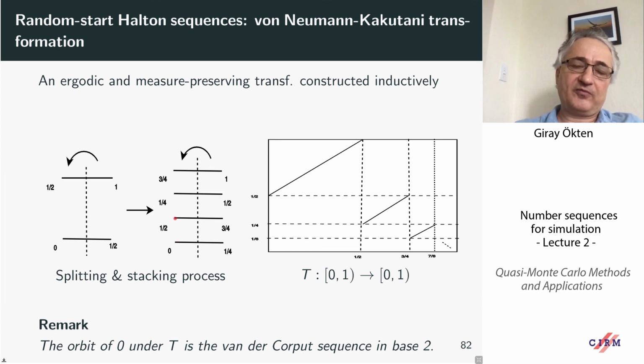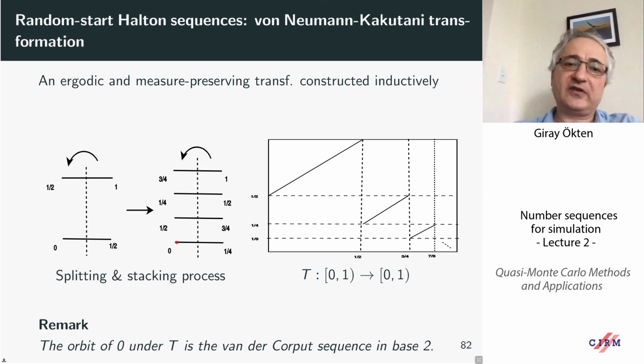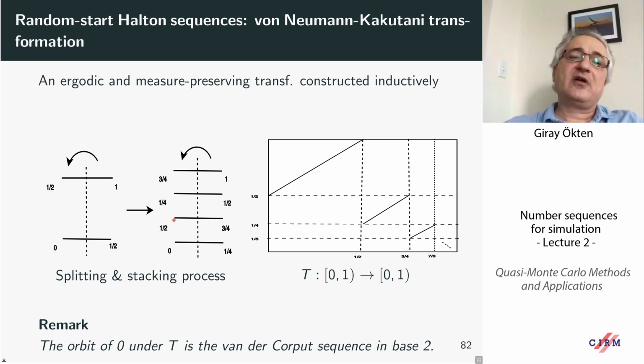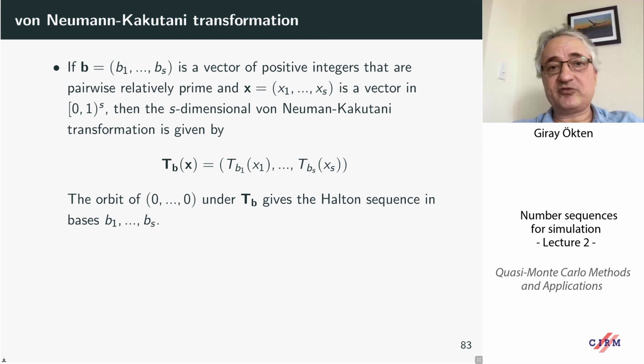over 0. So this transformation T is a linear mapping. It linearly maps the interval at the bottom to the interval at the top. So 0 is mapped to 1/2. 1/2 is mapped to 1/4. 1/4 is mapped to 3/4. That is precisely the van der Corput sequence in base 2. So that was the critical observation.